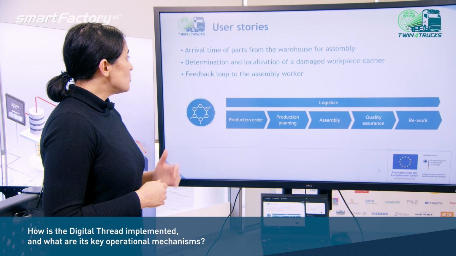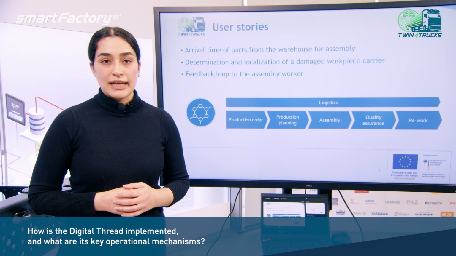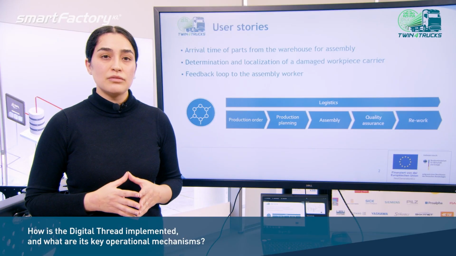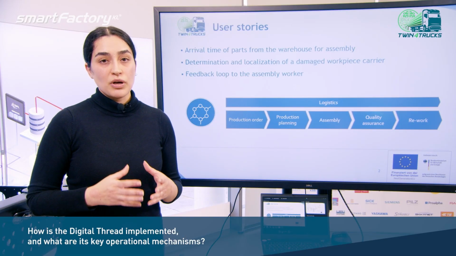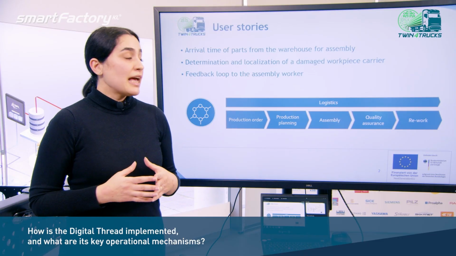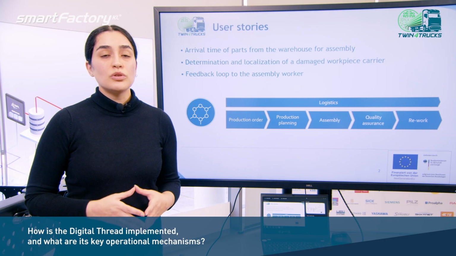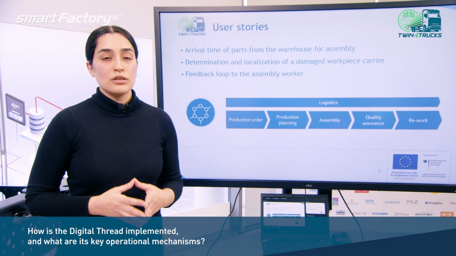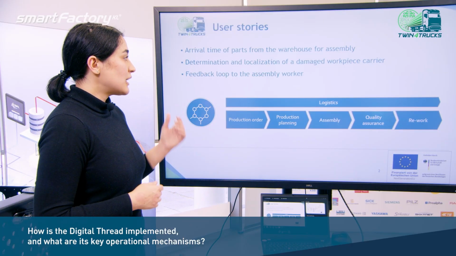The next user story is determination and localization of the damaged workpiece carrier. The problem here was that sometimes it happens that a transporter damages the parts that it's transporting. And once it's noticed, there is a need to localize this transporter and also stop it from damaging other materials. This was our second user story.